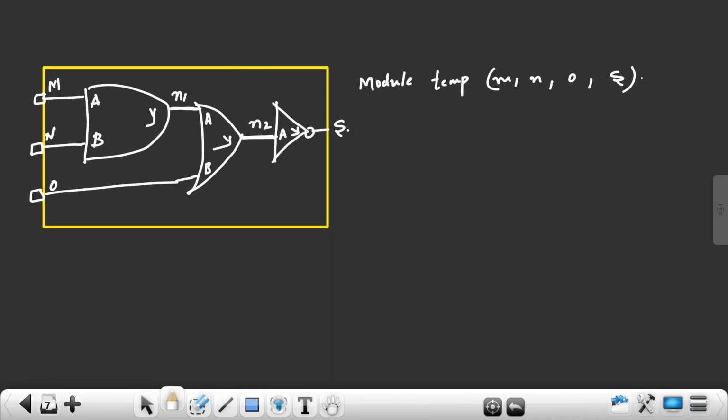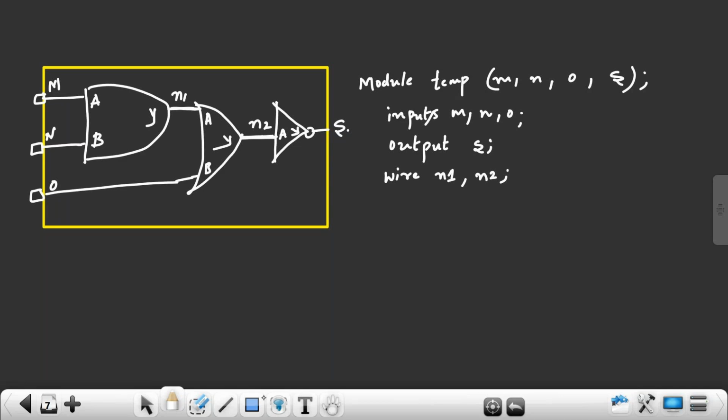Yes. What are the inputs here? First I have to declare the inputs. What are the inputs? M and N and O. What is the output? Yes. Next I have to declare my intermediate signals. Intermediate signals are declared with the keyword called as what? Wire. 2 intermediate signals are there. What is that? N1 and N2.